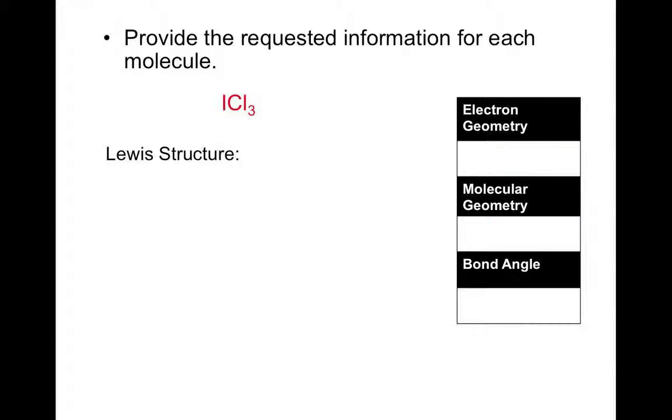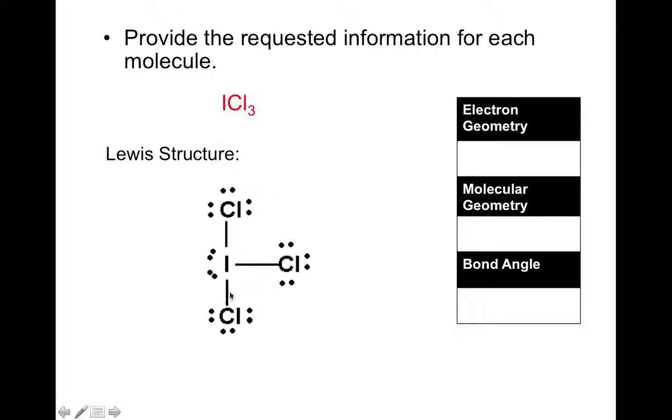And that is ICl3. So one last time, go ahead and pause the video, see if you can come up with the Lewis structure. All right, here's my Lewis structure. So now I have 1, 2, 3 bonded atoms, 2 lone pairs. So I've got a total of 5 electron groups with 2 lone pairs.